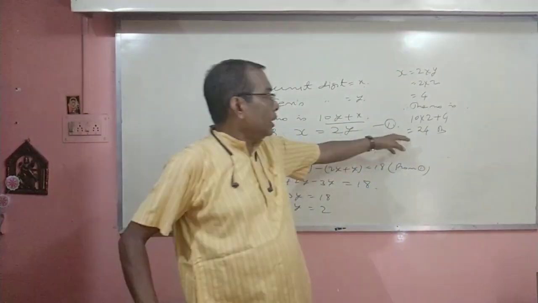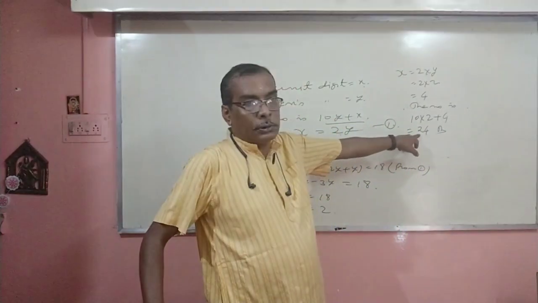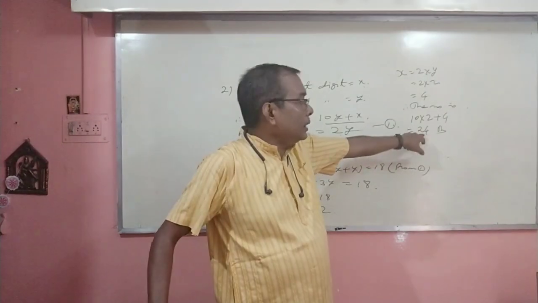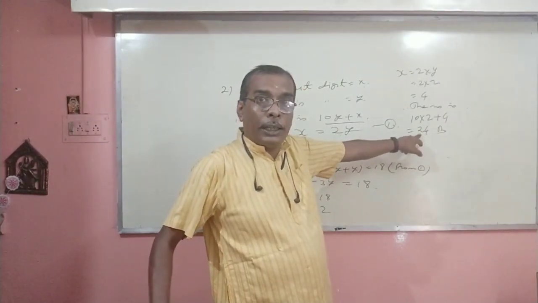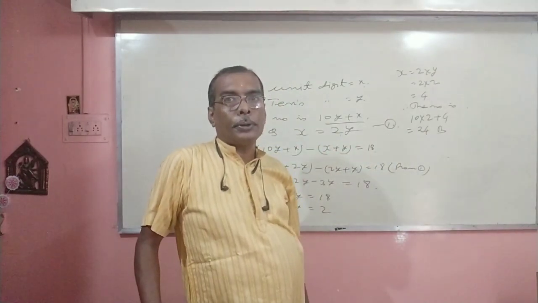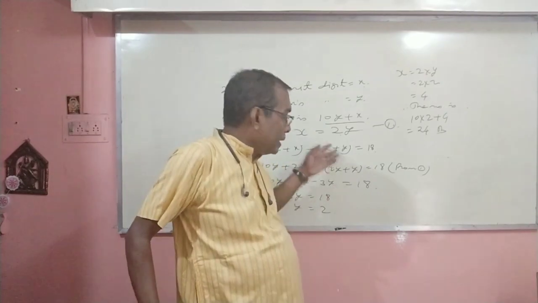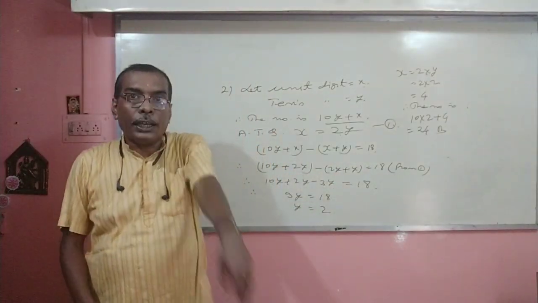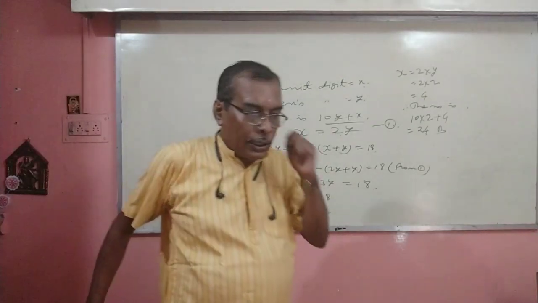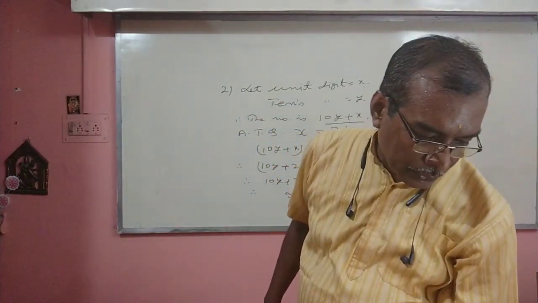Now, the units figure is twice the tens figure, so 2 into 2 is 4. And the sum of the digits is 6. 24 minus 6, how much? 18. So it is satisfying this equation, so there is no need to verify the answer. The answer is correct, right? So this way you can solve this type of question.